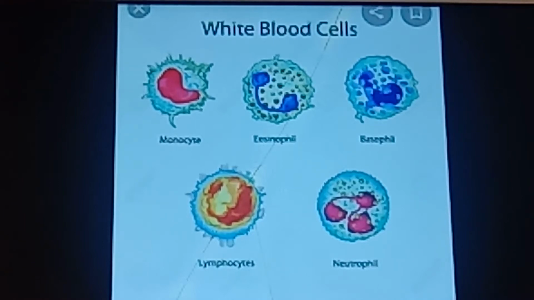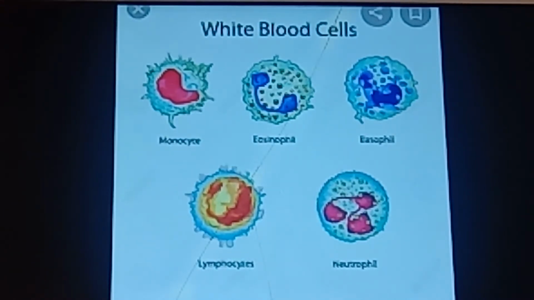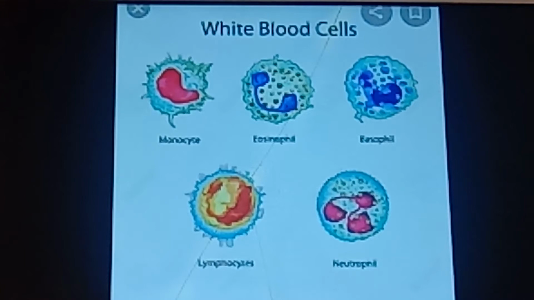Next diagram: white blood cells. So RBC and then WBC are formed elements. The second one is the WBC. WBCs are colorless, while red blood cells are red. They do not have hemoglobin, and they are nucleated cells. RBC is found in the bone marrow, and WBC is also found in the bone marrow, spleen, lymph and lymph nodes.